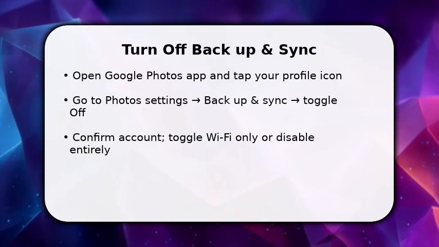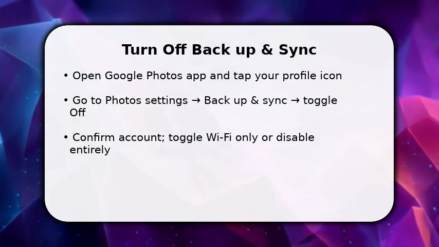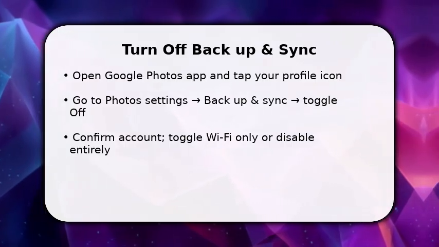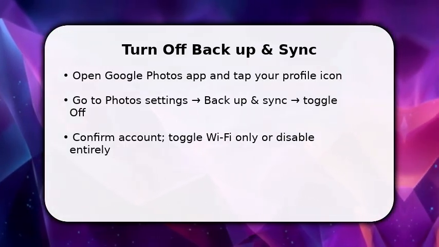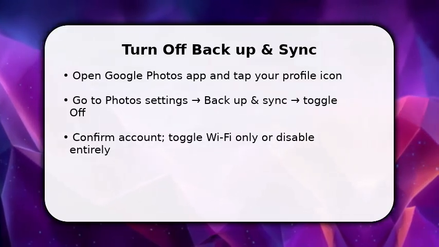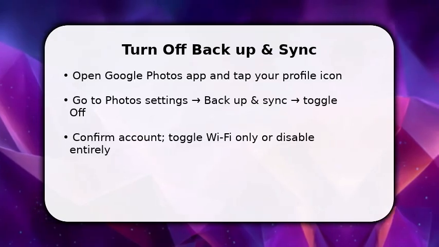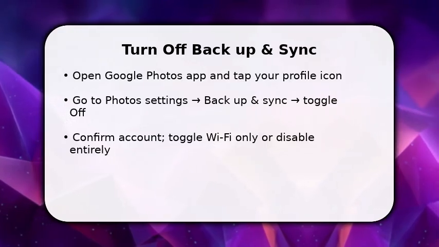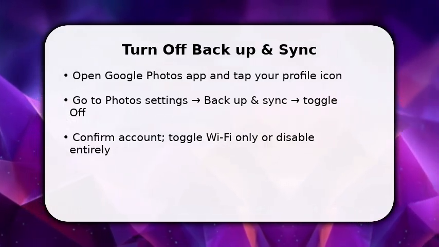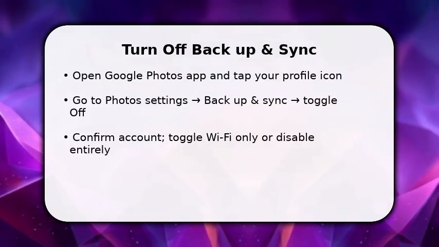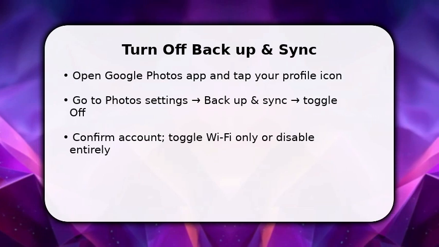Enjoy the video. You start by stopping automatic uploads. Open Google Photos and tap your profile. Once there, go to Photos settings and choose Backup and Sync. Toggle it off for the account that's saving images. Make sure you're disabling the correct account if you use multiple profiles, and check the Wi-Fi only option first if you prefer limited uploads. Doing this immediately halts new photos from being copied to Google Photos while you proceed to cleaner, deeper settings in the next step.